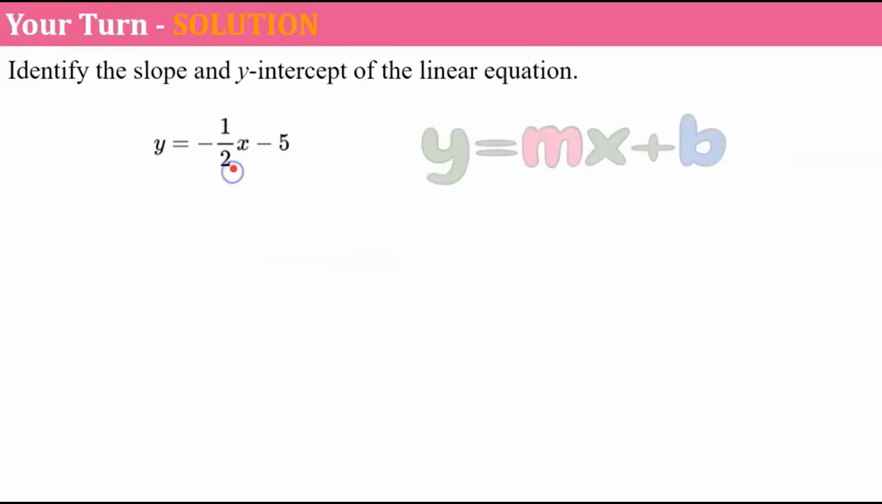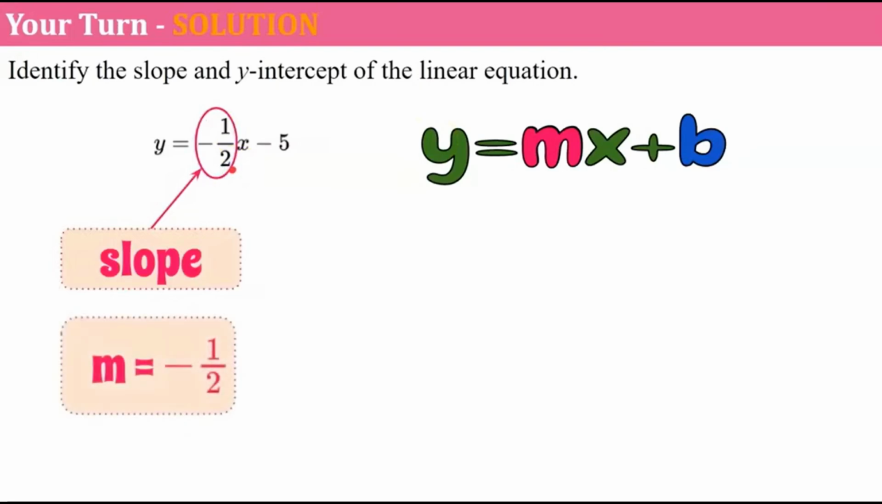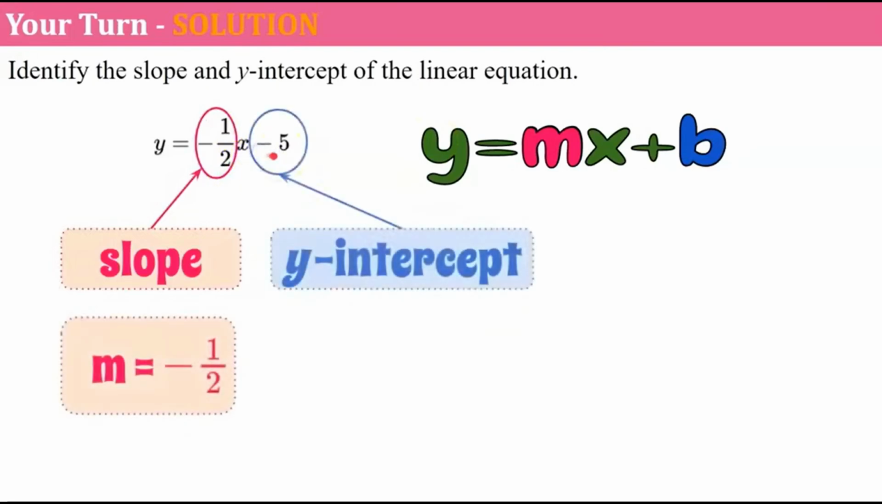Welcome back. So once again, this equation is solved for y, so I can say that it is in slope-intercept form. Our coefficient of x is m, our slope, which is -1/2, and our constant, or our b, is -5. Now, we can also use slope-intercept form to graph a line.